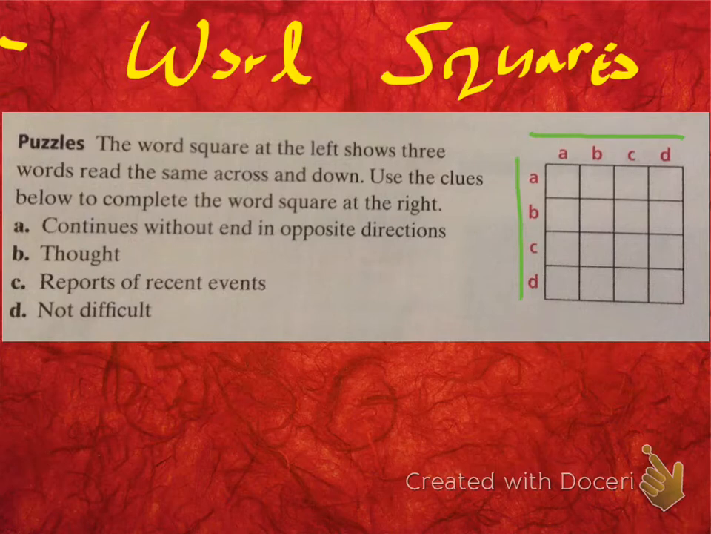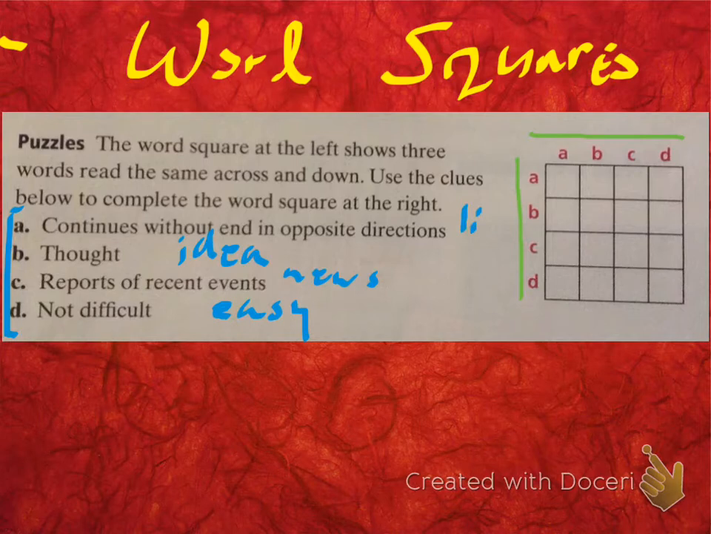These are our clues, A through D. A: continues without end in opposite directions. We should know that from 8.1, so that actually uses something from this lesson. B: a thought. Think of a four-letter word that means a thought. C: a report of recent events, probably on the television or maybe on the radio. And finally, D: not difficult. I'm going to guess that not difficult is probably easy, that a report of recent events is probably news, and thought might be idea, but I'm not 100% sure on that one. And continues without end in opposite directions is kind of the definition of a line.